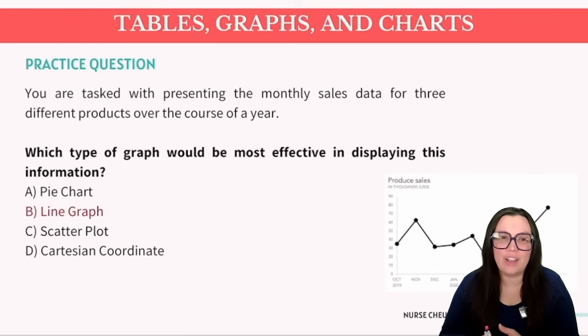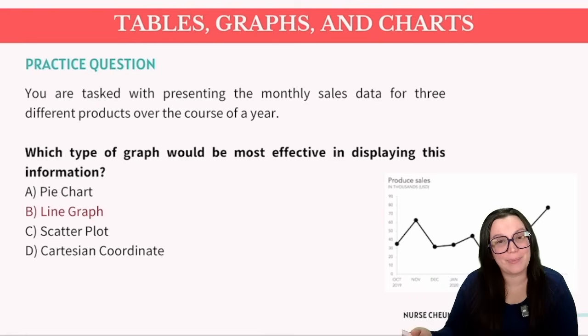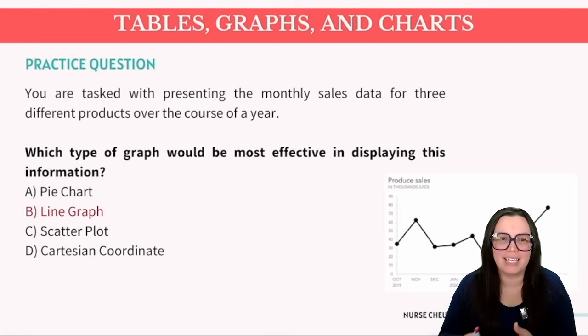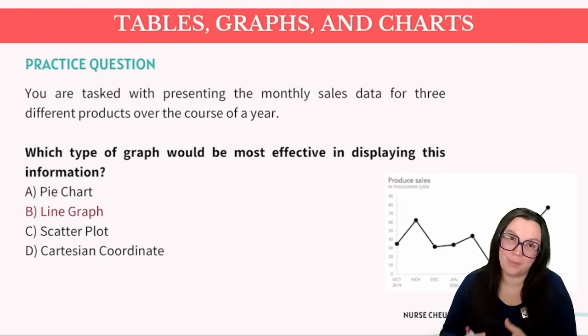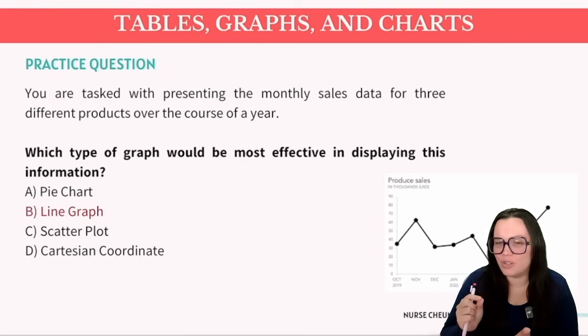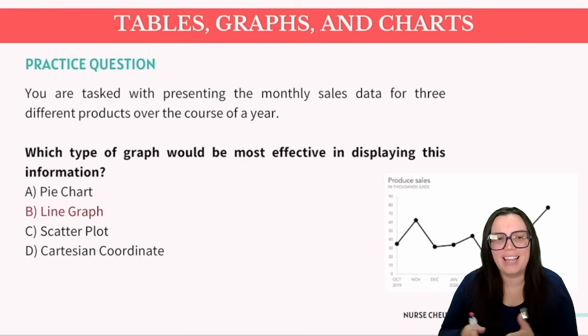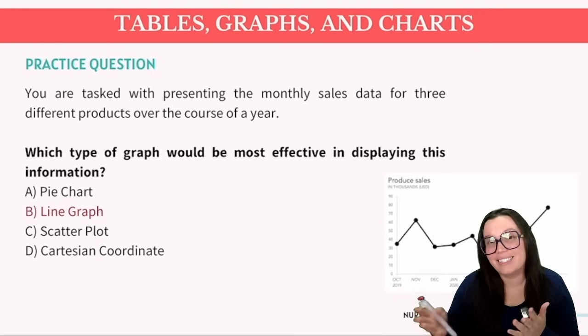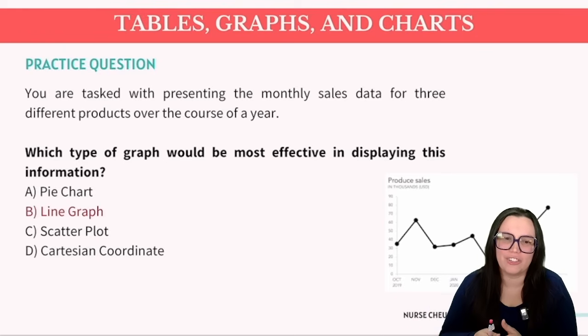As we know, a line graph is ideal for showing changes over time, making it the best choice for presenting sales data across different months. It allows the audience to easily see trends and compare the performance of the 3 products throughout the year. Pie charts are more suited for showing parts of a whole at a single point in time. Scatter plots are used to show relationships between 2 variables, and Cartesian coordinates would not be used in this scenario.